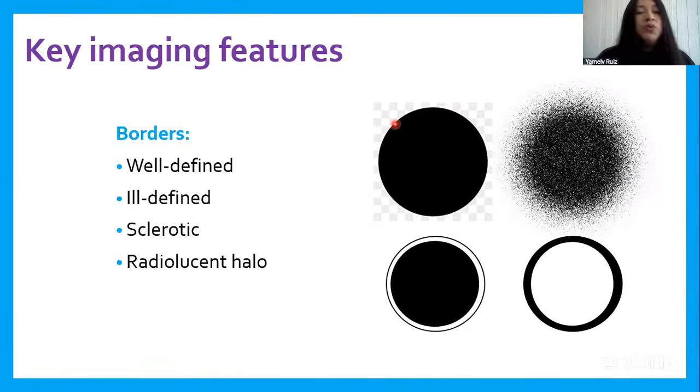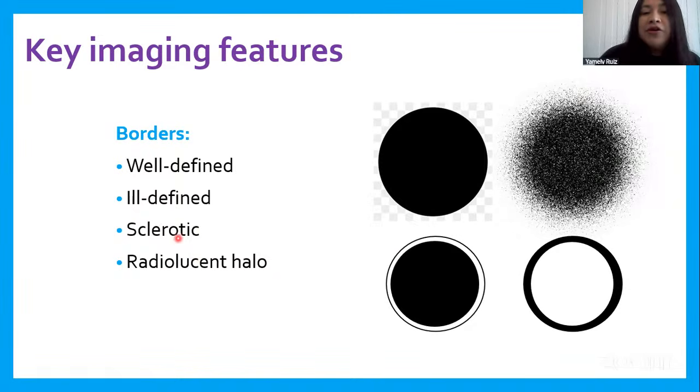In contrast to ill-defined border. An ill-defined border means that you cannot clearly see the beginning or the end of the tissue or the lesion. In addition to these two types of borders, we have another two types of borders that are not always present in all the tissues, and we do not always have to describe them in all the lesions. The first is sclerotic.